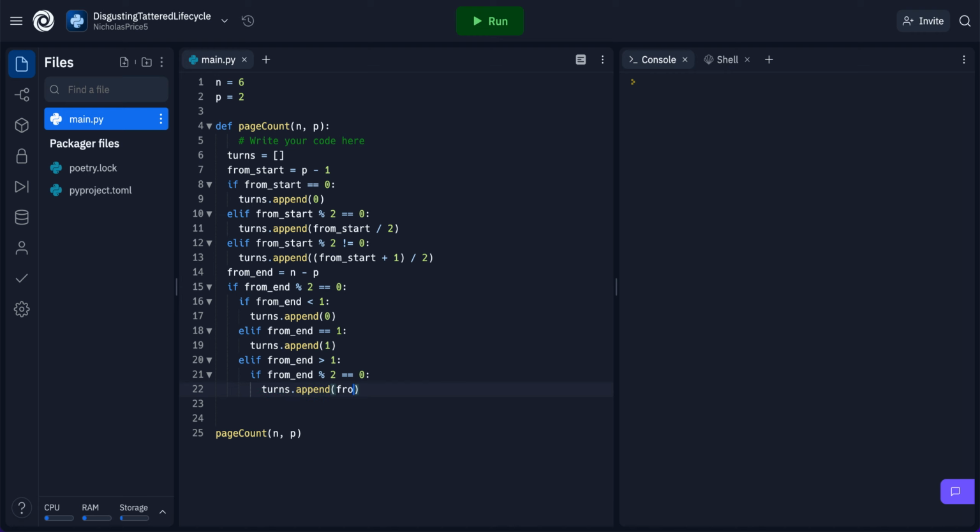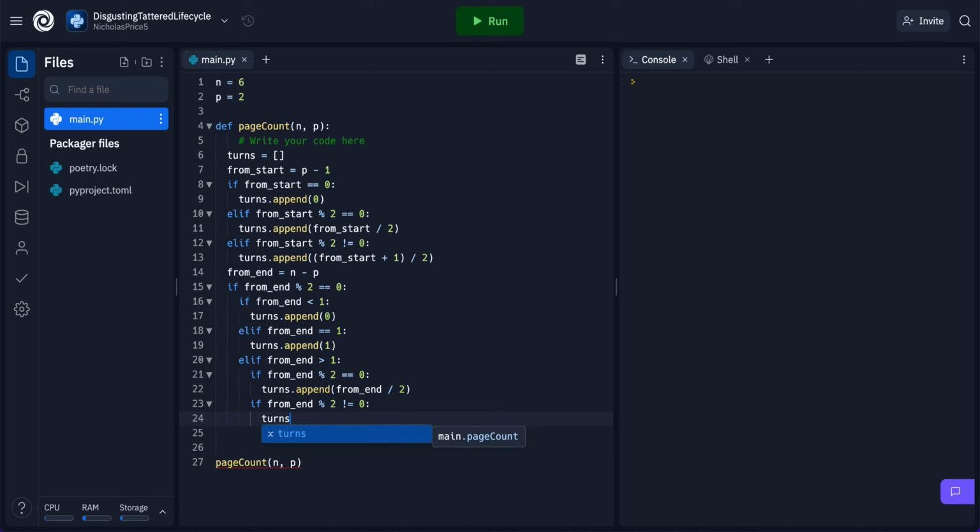Turns.append from end over 2. And if from end modulo 2 bang equals 0, if there's an odd number of pages between P and N, what does that mean? Well, we actually want to consider from end, we want to consider the page to the left of it. Make it an even number that we can then divide by 2. So page to the left of it would be subtracting 1 from our from end variable.